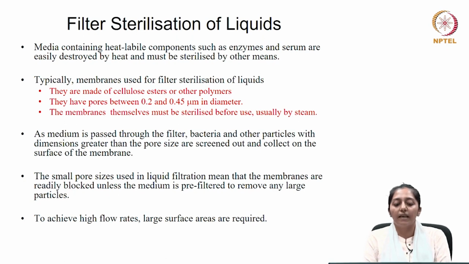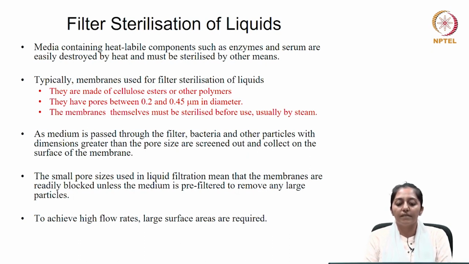So, media containing heat labile components such as enzymes or serum can be easily destroyed by heat and therefore must be sterilized by other means. Typically, membranes are used for filter sterilization of liquids. Sometimes they are made of cellulose esters or other polymers. They have pores between 0.2 to 0.45 microns in diameter, depending on the use.